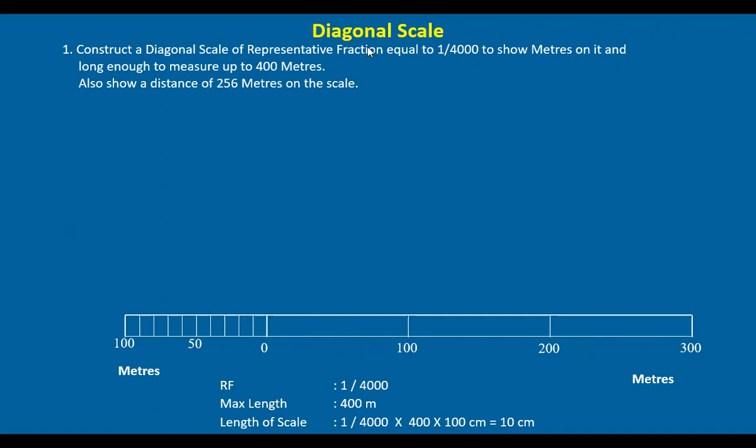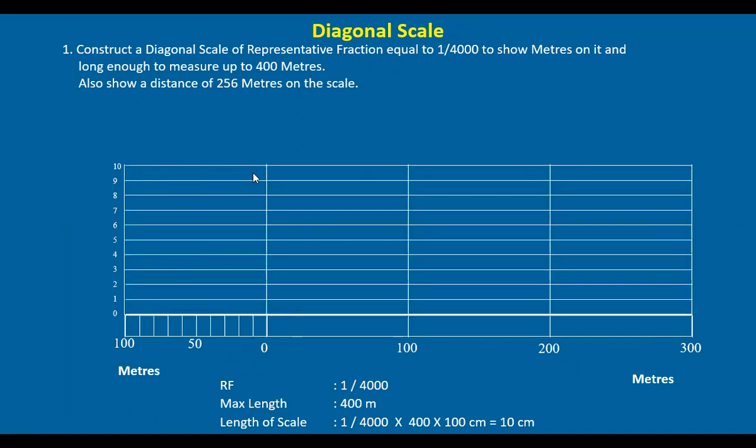Now, we have to show meters also on this, right? So far, this is a plain scale. We are able to show hundreds of meters and tens of meters, and we want single meters also. How? Let's take a vertical line here. I want to show 1 meter, that is, we want to divide this 10 meters into 10 parts. So we have taken 10 divisions here and drawn horizontal lines.